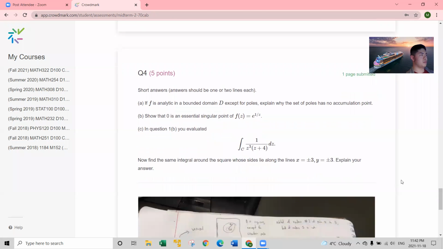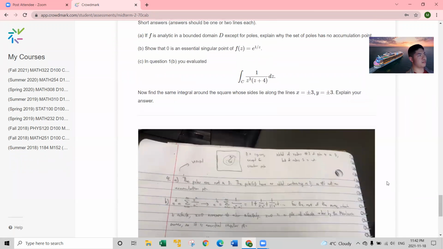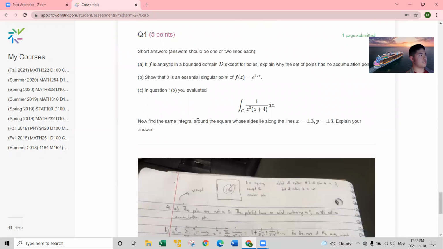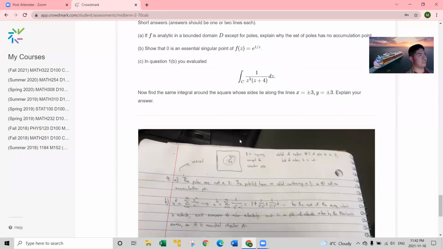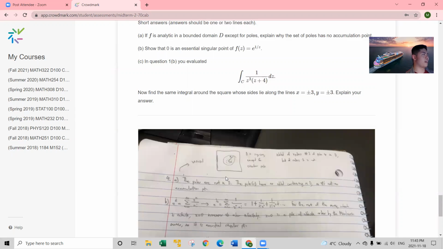Explain your answer. Okay, so for part A, I just BS'd my way through it. I just did a visual representation. F is analytic in a bounded domain D except for poles. I said poles are not part of the domain, so the neighborhood is not part of the domain, so it's not an accumulation point. I don't really know part A. I don't think I'm going to get points for A.